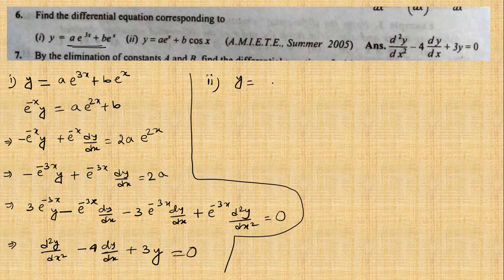And the next one is y is equal to a e to the power x plus b cos x. Okay, so if we multiply by e to the power minus x, e to the power minus x y equals a plus b cos x e to the power minus x.